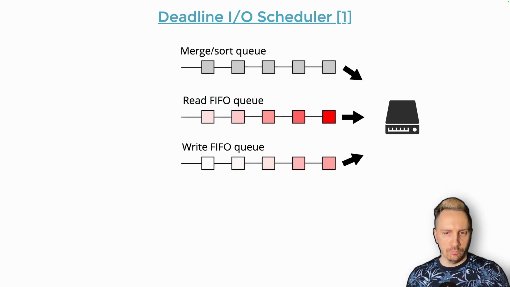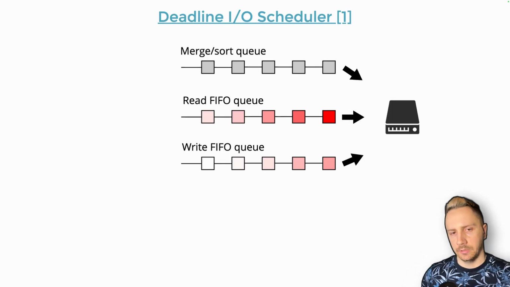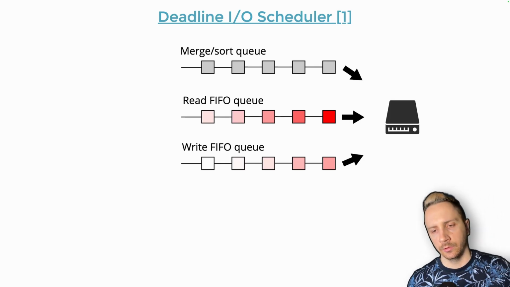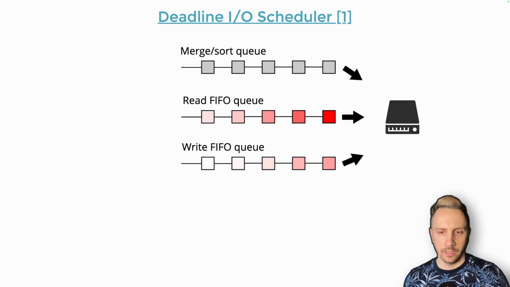But also there are 2 more queues for reads and writes separately. And those are FIFO queues without merge. Requests always get added to the end of those queues. Read requests go to the end of the read queue, write requests go to the end of the write queue.